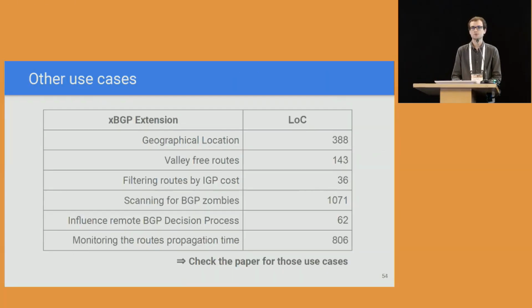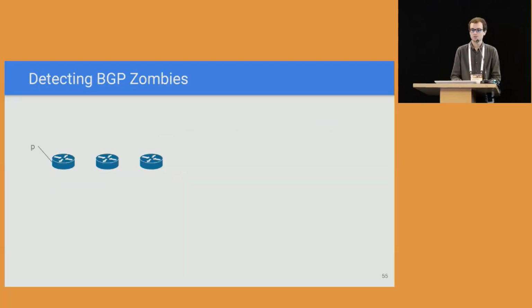Of course, we have also implemented other use cases to prove that the solution covers a lot of the use cases that operators might want to add inside their network. I won't explain them in detail in this presentation, but I will explain one of them, which is BGP zombies. What are BGP zombies? They are simply routes that are no longer reachable, but are still in the routing tables of some routers in the internet.